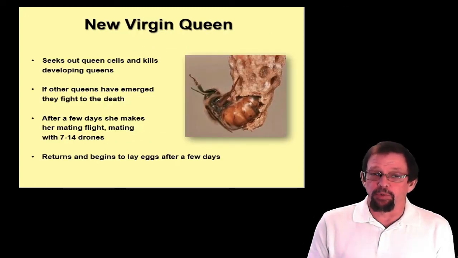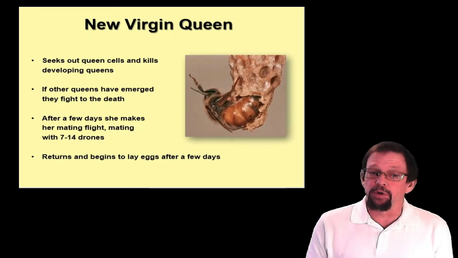The new virgin queen: one of the first things she does after she emerges is she seeks out the other queen cells and kills the developing queens. If she encounters another queen, they actually fight to the death. After a few days, her exoskeleton hardens and she goes on her mating flight. She mates with 7 to 14 drones. After she returns from her nuptial flight, she starts to lay eggs a few days later.